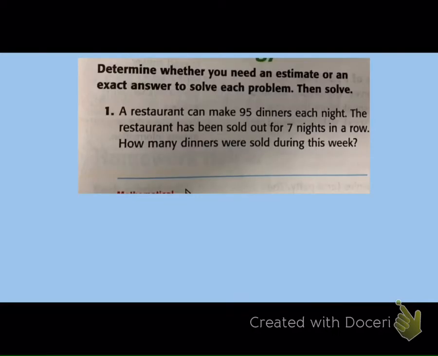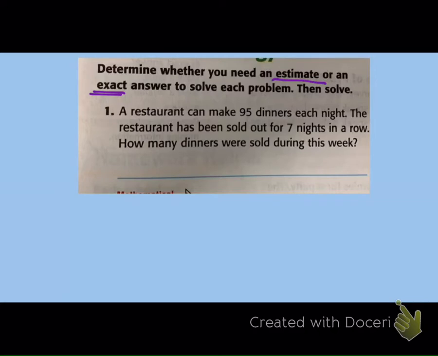All right, so let's go back to our objective now. We're going to take a look at this. We're going to determine whether it is an estimate or whether we are going to be looking at an exact. An estimate is exactly that, what we've been doing. It's about the right number. An exact is a precise number, an exact number. We're going to be able to tell that by looking at the question.